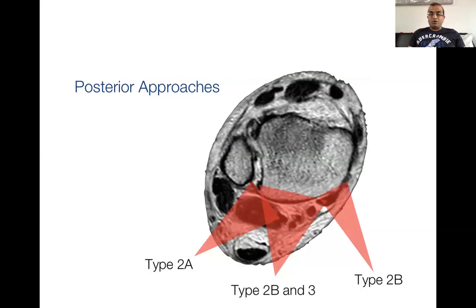Now, depending on the degree of the comminution of the posterior malleolus, if it is the Mason classification type 2A, in which there is a posteromedial and a posterolateral fragment, you can use a posterolateral approach. Sometimes you may need a posteromedial approach for the displaced posteromedial fragment, and in certain cases, you may need both of these approaches if you have to put buttress plates on both of them, i.e. the posteromedial and the posterolateral fragments.